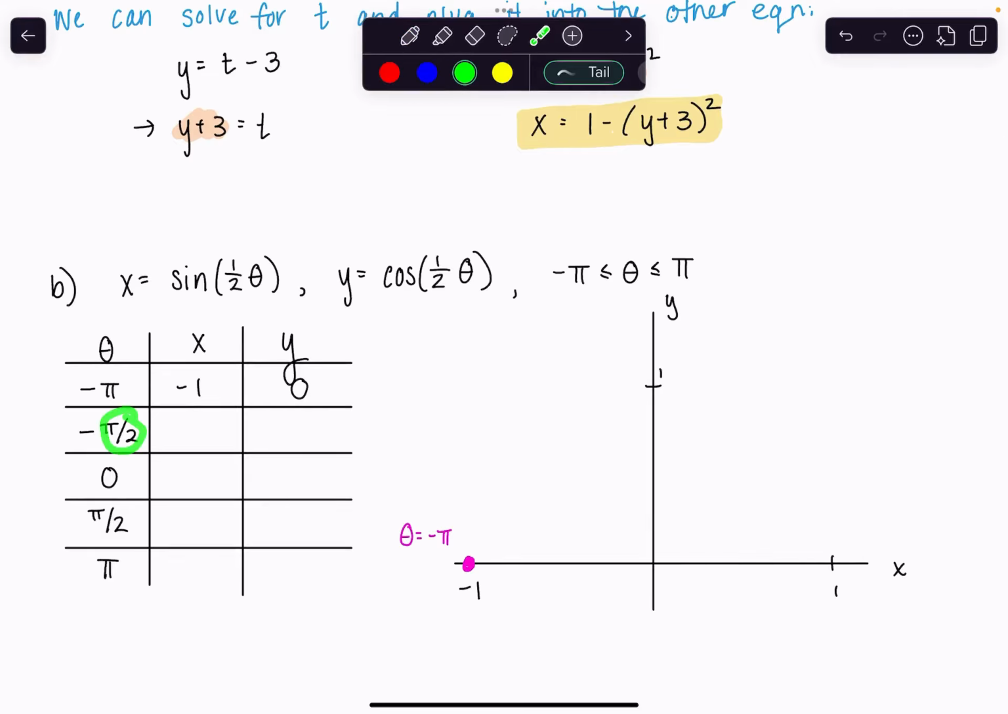If I plug in negative pi over 2, that would give me negative pi over 4, and then this is negative. So negative pi over 4 is down here. That tells me my cosine is going to be positive, but my sine is negative, and I'm working with a root 2 over 2. So this one is negative root 2 over 2. This one would be positive root 2 over 2. So that would land us somewhere around here.